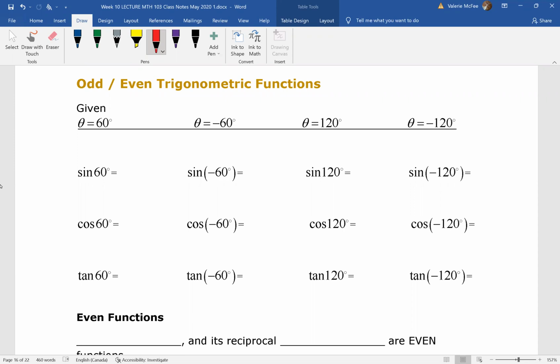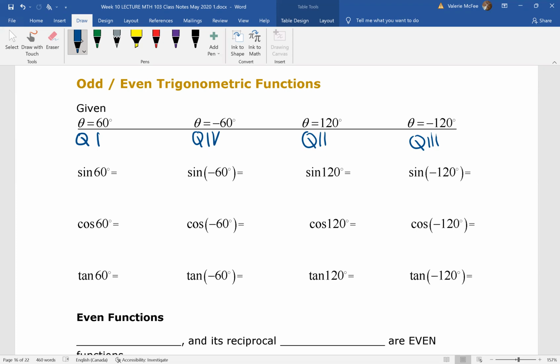Now let's take a look at these values for theta I have here. I first of all want to mark the quadrant for each of those. So here we're in quadrant 1, negative 60 degrees, quadrant 4, 120 degrees, quadrant 2, negative 120 degrees, quadrant 3.